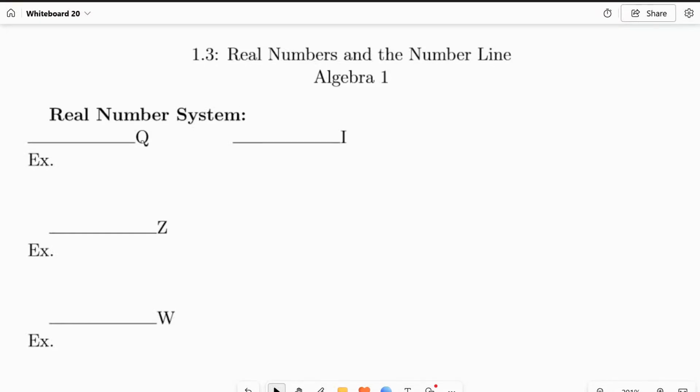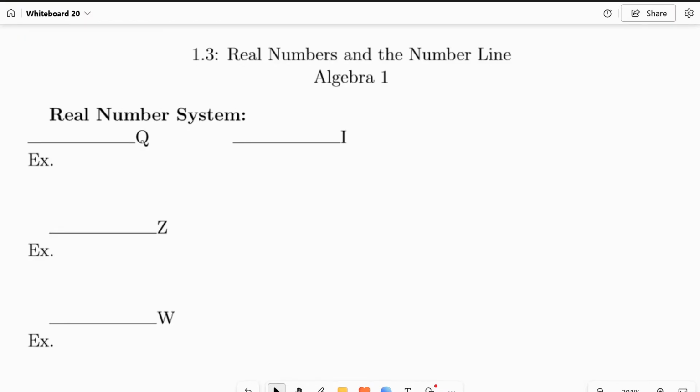1.3 here, we are looking at the real number system and the number line. This video may get a little bit long because 1.3 covers many different topics, but I will try to keep it as short as possible. And keep in mind, we will most likely spend multiple days in class on this topic.